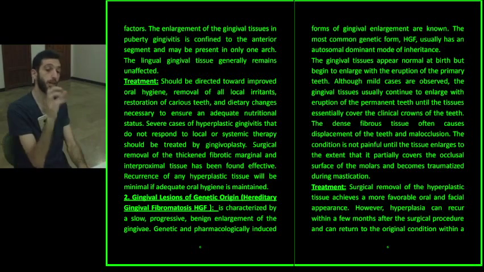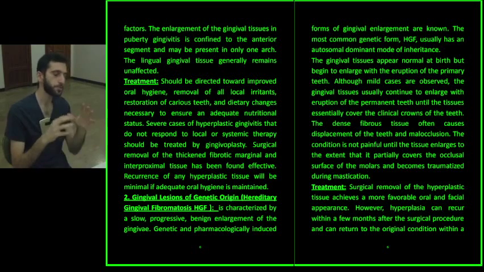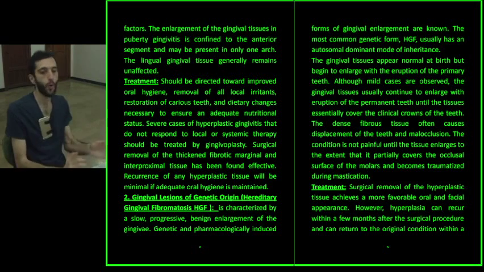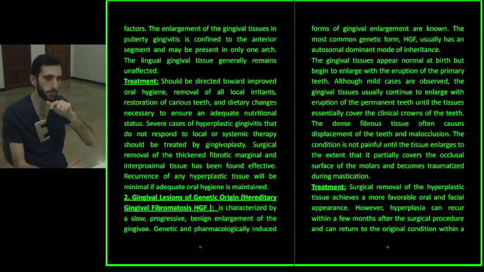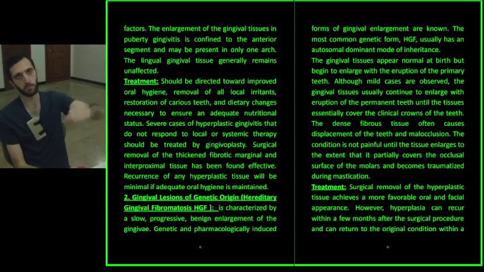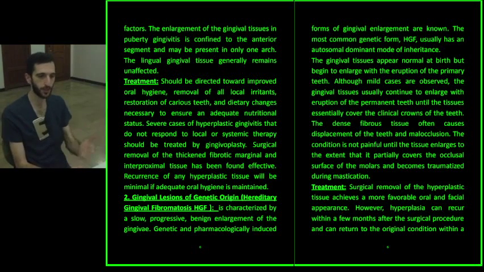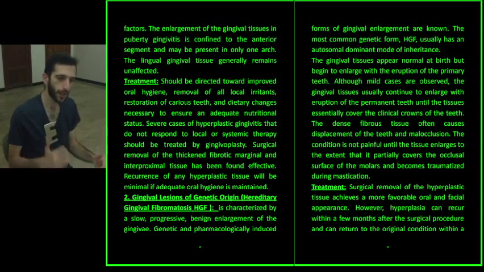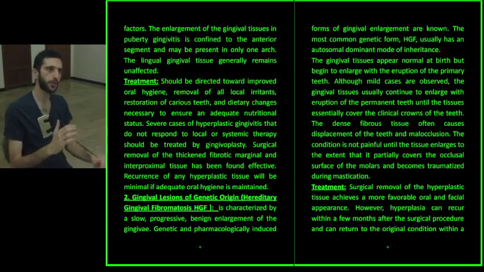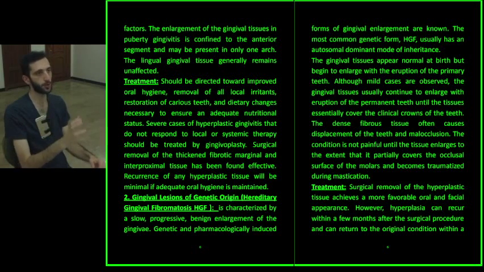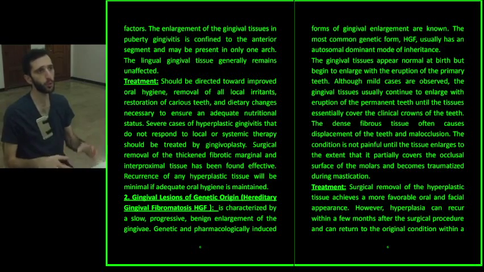One of the systemic diseases that affect the gingiva is gingival lesions of hereditary origin. This one is a very familiar and important disease that affects the gingiva, called hereditary gingival fibromatosis, HGF. It is characterized by slow progressive benign enlargement of the gingival region. Genetic and pharmacologically induced forms of gingival enlargement are known. The most common genetic form of hereditary gingival fibromatosis usually has an autosomal dominant mode of inheritance.